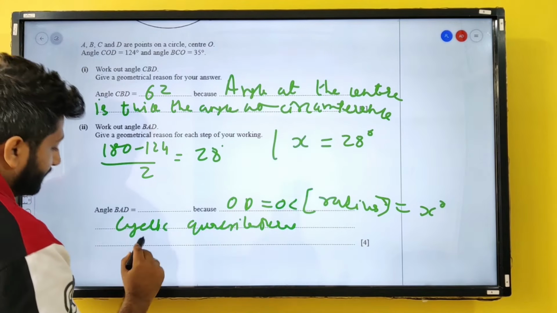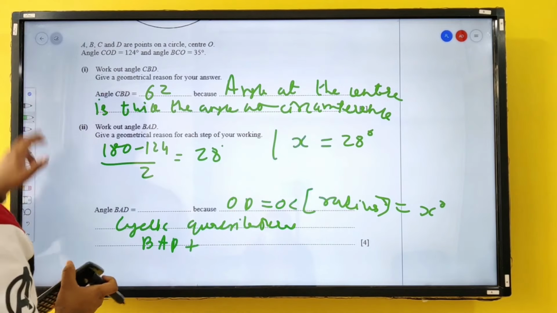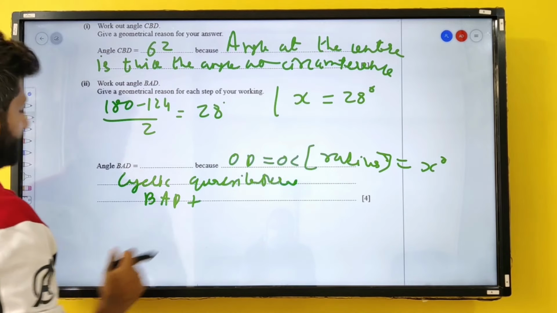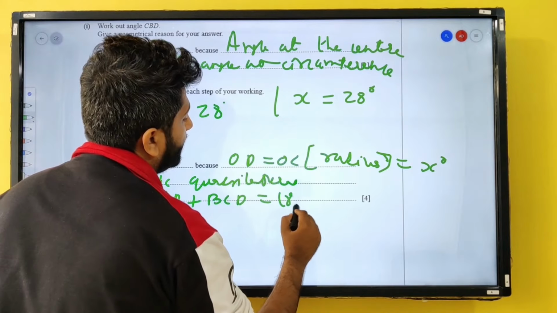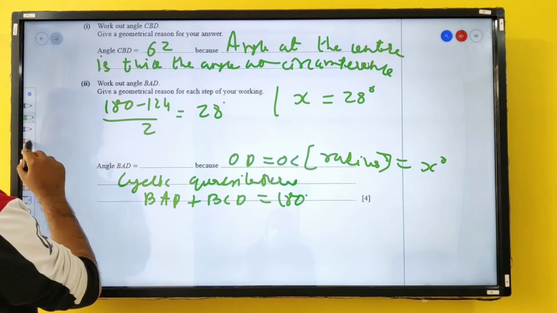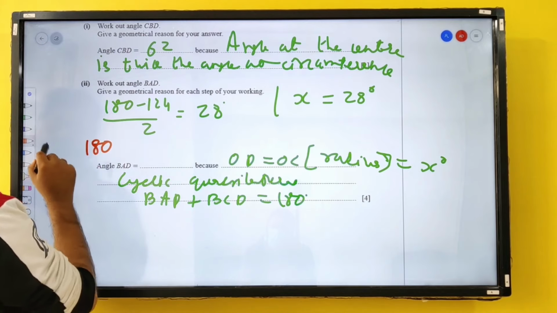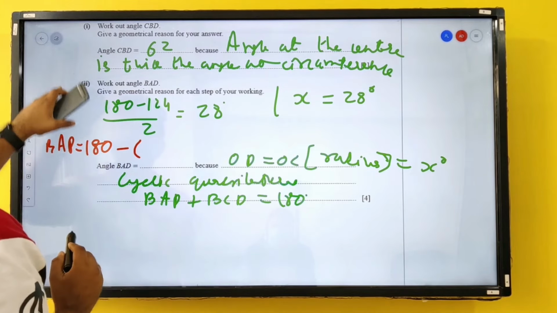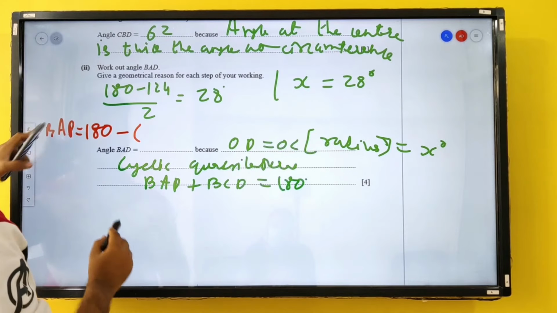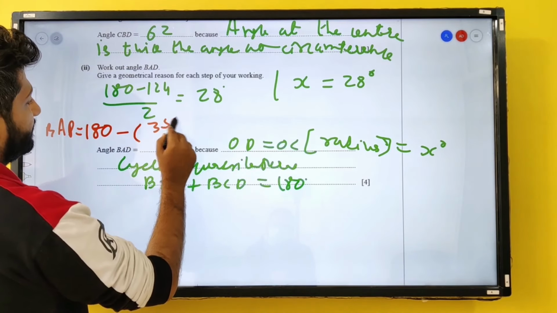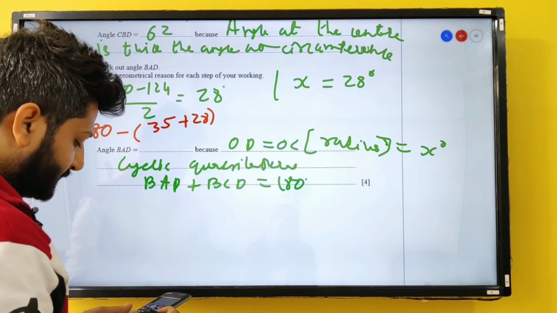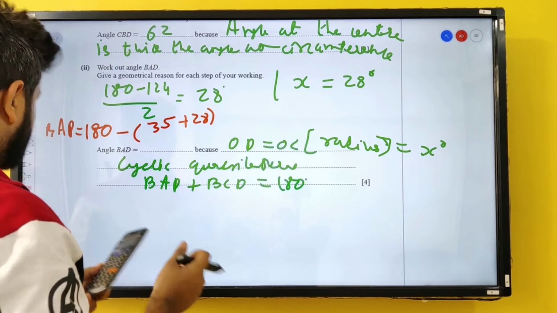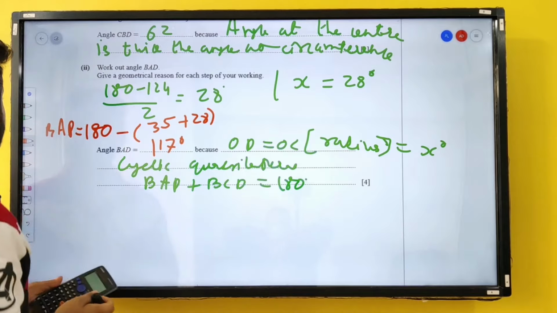So angle BAD plus angle BCD equals 180 degrees. So I have my angle BAD is going to be 180 minus (35 plus 28). In this paper, I feel they have given less space for working. I don't know if you guys agree or not. So 117 degrees. Next question.